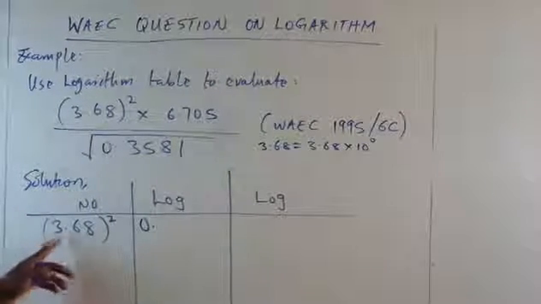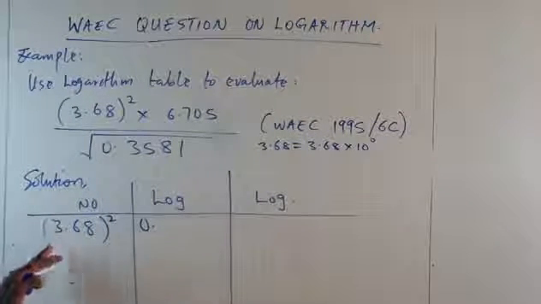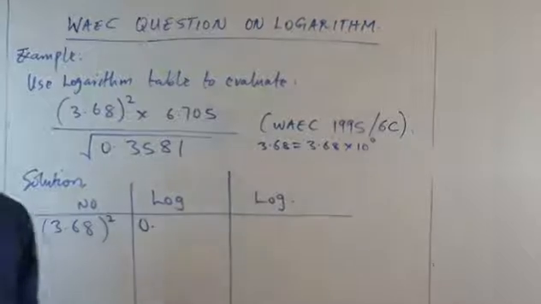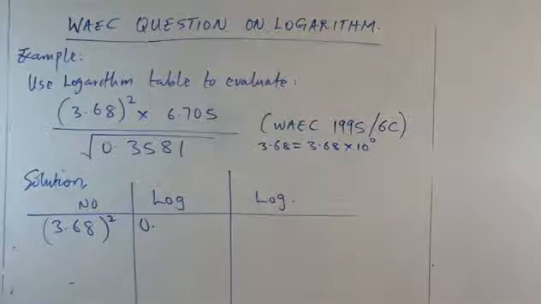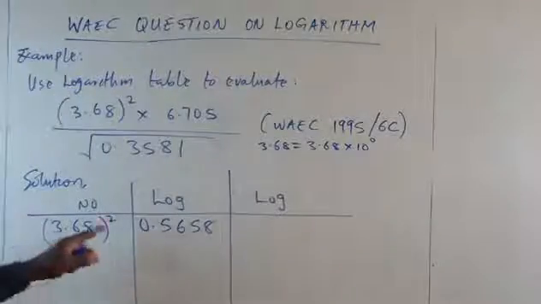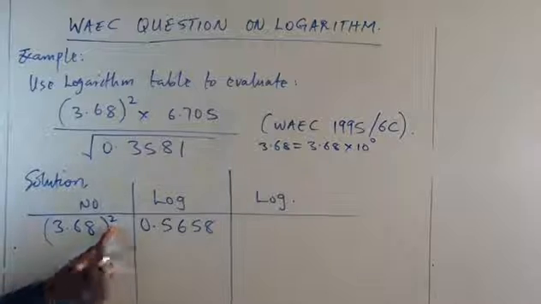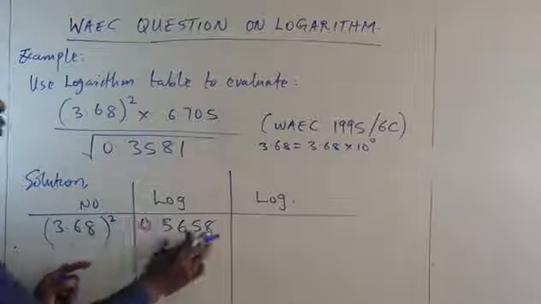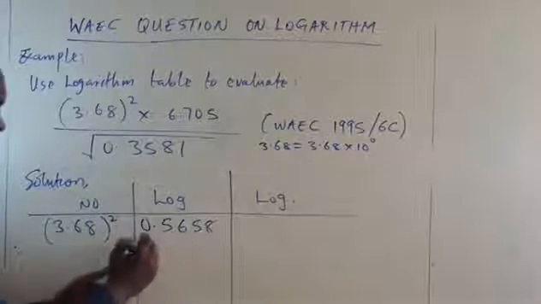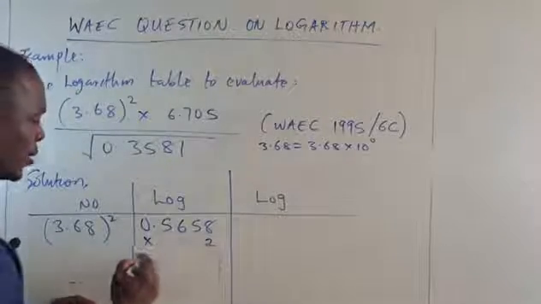Then we are going to look for the log of 36 under 8. So logarithm of 36 under 8 is given as 5658. Then the power of 2 here, what are we going to do with this? We are going to use the power of 2 to multiply the logarithm. So we are going to have it multiplied by 2.